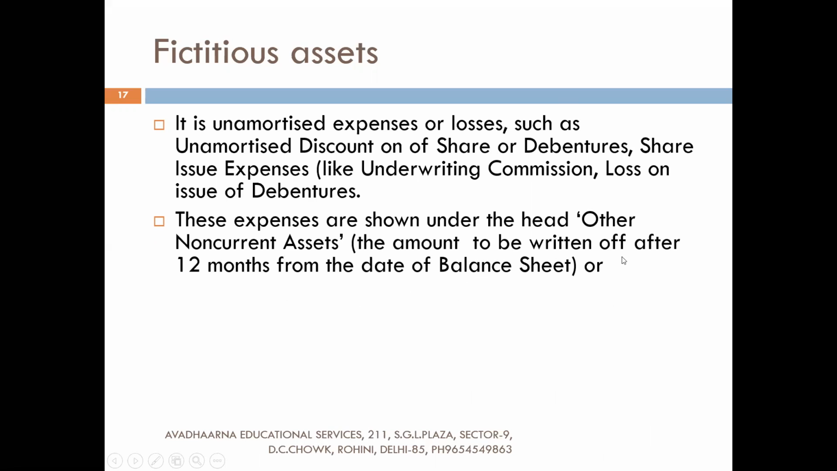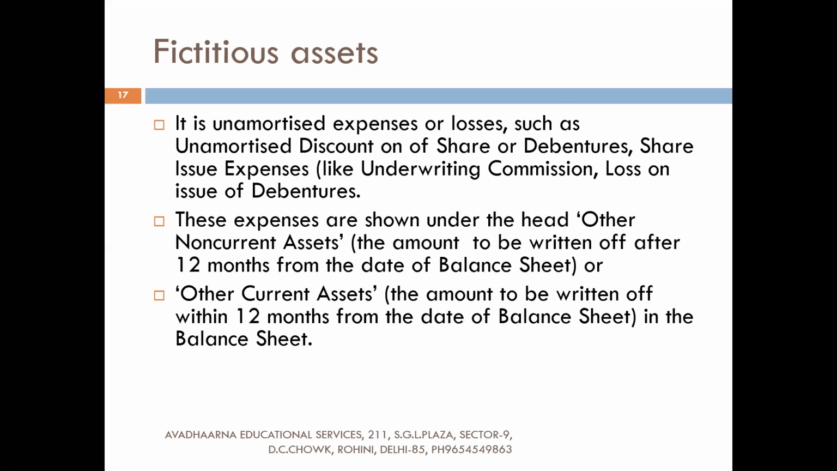The amount to be written off after 12 months from the date of the balance sheet, और जो हमने करंट ईयर में राइट ऑफ करना है उनको हम अदर करंट एसेट्स में शो करते हैं. The amount to be written off within 12 months from the date of the balance sheet in the balance sheet. Fine. So fictitious assets are not to be included in the current asset for calculating current ratio.